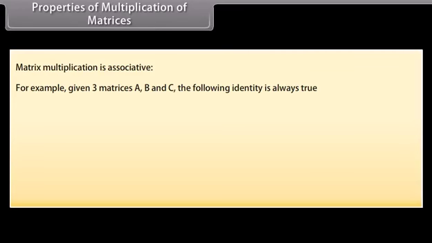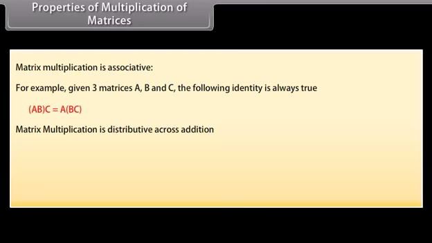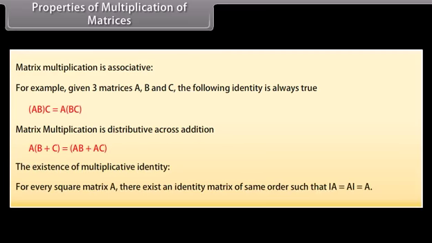Properties of multiplication of matrices. Matrix multiplication is associative. For example, given three matrices A, B and C, the following identity is always true: AB into C is equal to A into BC. Matrix multiplication is distributive across addition: A into B plus C is equal to A into B plus A into C. The existence of multiplicative identity: for every square matrix A, there exists an identity matrix of the same order such that IA is equal to AI is equal to A.